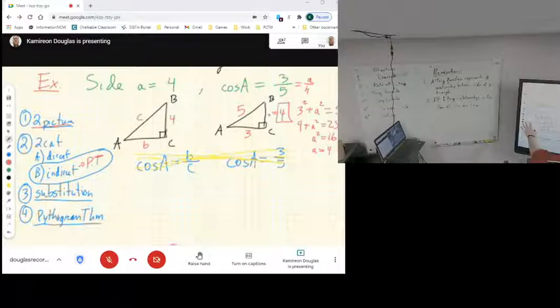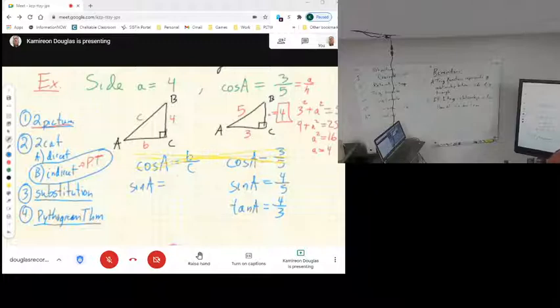Now, from the right-hand picture, I can choose to do sine of A, which would be opposite of A, 4, over the hypotenuse, 5. Or I can do tangent of A, opposite 4 over adjacent 3. In this picture, on the left-hand side over here, I can do the same thing. So I would do sine of A, which would be the opposite, 4 over C, or tangent of A, which would be 4 over B.